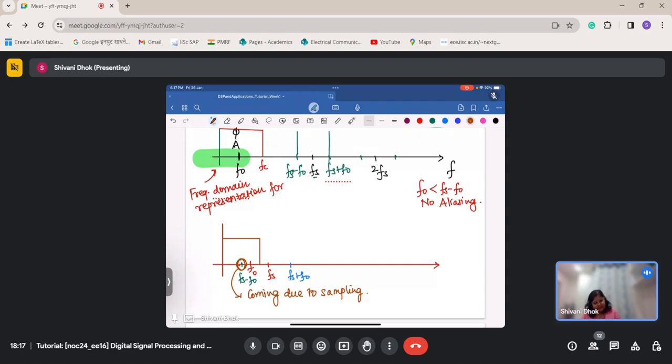In this particular case, when my f naught is greater than fs minus f naught, at that point I'm getting an additional component here which is arising due to this particular sampling process, and the presence of this additional component due to sampling is known as aliasing.